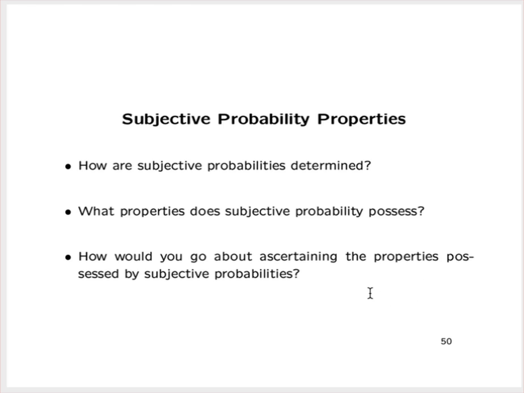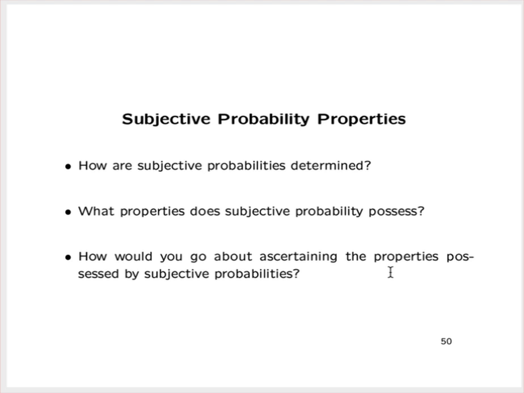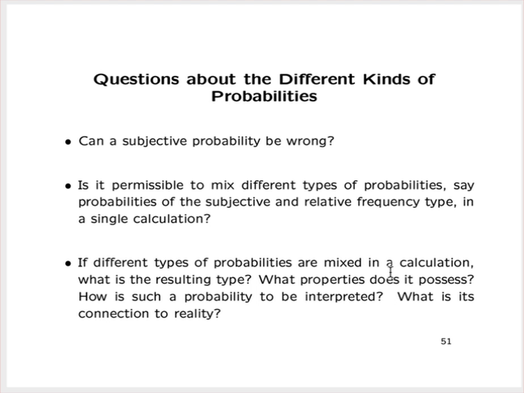The follow-up question would be, if you believe that a subjective probability has a certain property, how would you go about ascertaining that? How would you prove it? How would you prove the property that you believe subjective probability has?